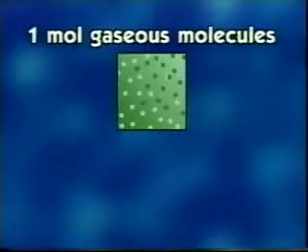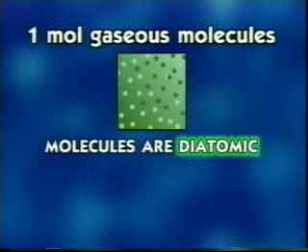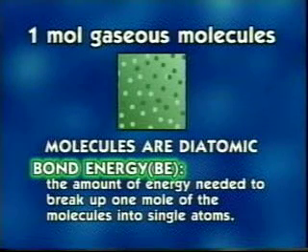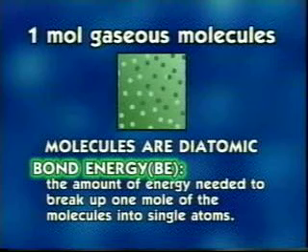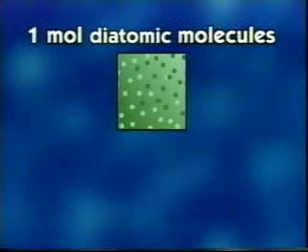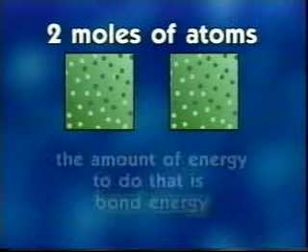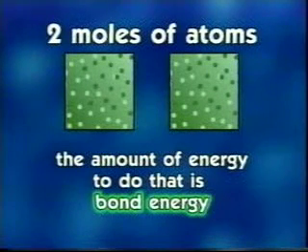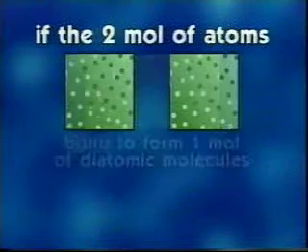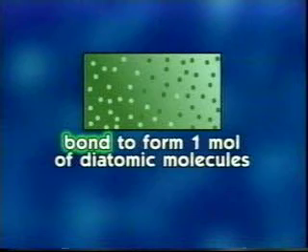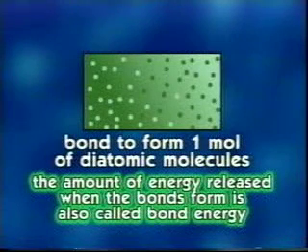Say you have 1 mole of gaseous molecules, and the molecules are diatomic, which means that each of the molecules consists of 2 atoms. The bond energy is the amount of energy needed to break up 1 mole of the molecules into single atoms. So if you break 1 mole of diatomic molecules into 2 moles of atoms, the amount of energy it takes to do that is bond energy. Conversely, if the 2 moles of atoms bond to form 1 mole of diatomic molecules, the amount of energy released when the bonds form is also called bond energy.